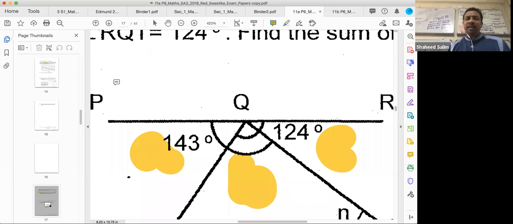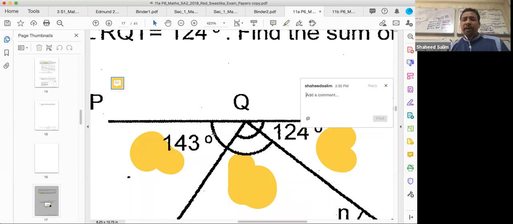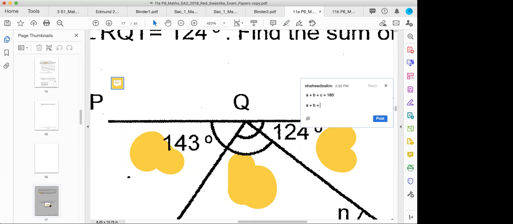A plus B plus C, you agree is 180 degrees? Agree, right? Straight line, A plus B plus C equals 180 degrees. But now, if I take 143, what is 143? It's A plus B. A plus B is 143.